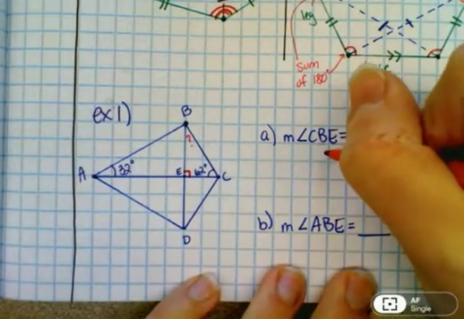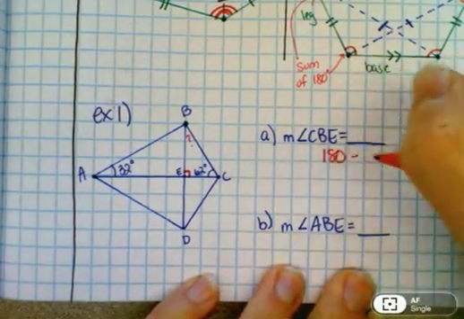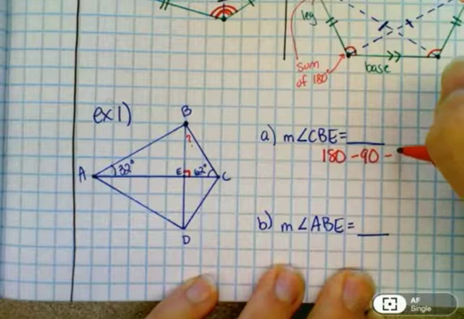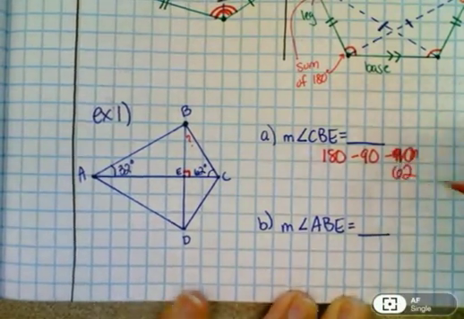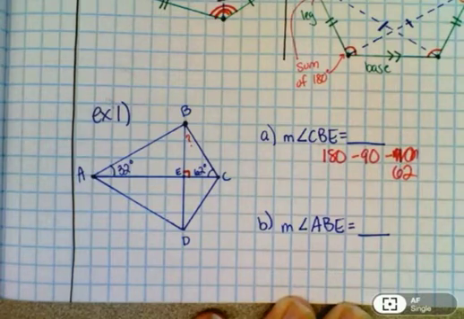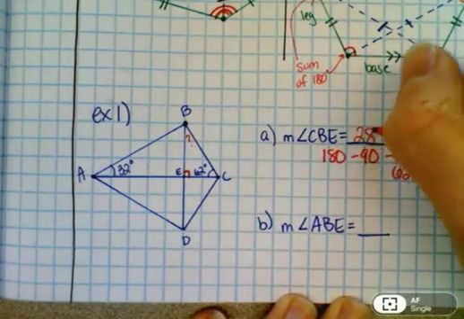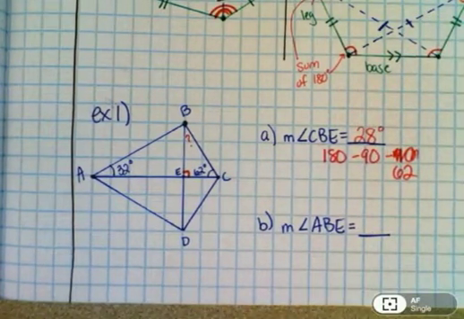Okay, hopefully you figured out that you just need to do 180 minus 90, not minus 90, minus 62. And hopefully, if I'm doing my mental math right, that's 28 degrees.